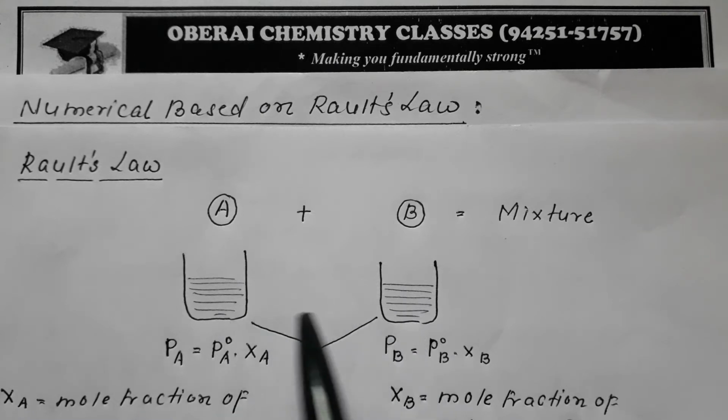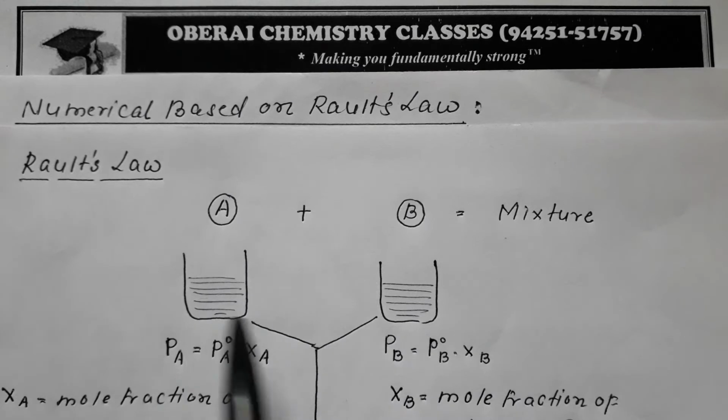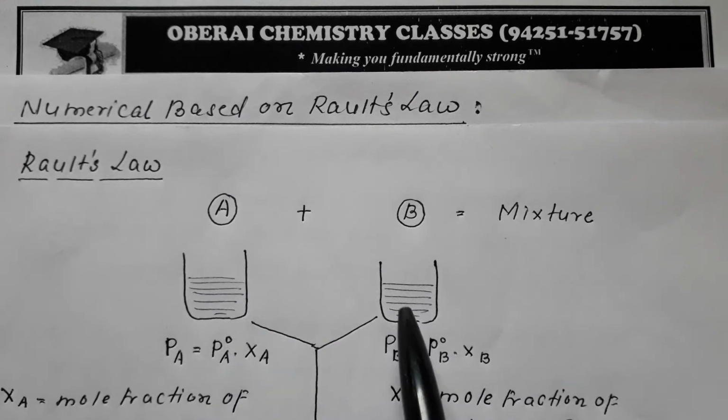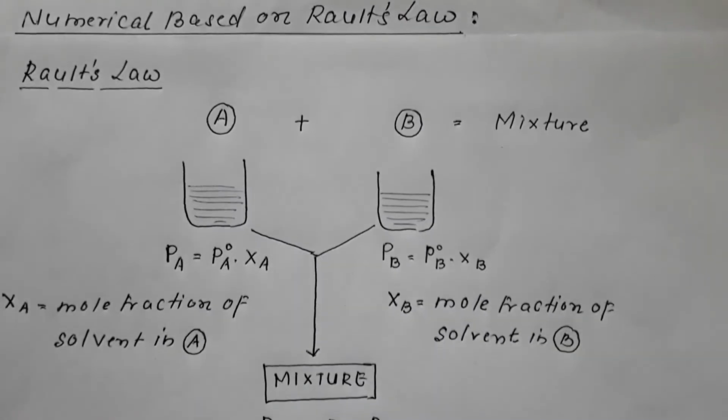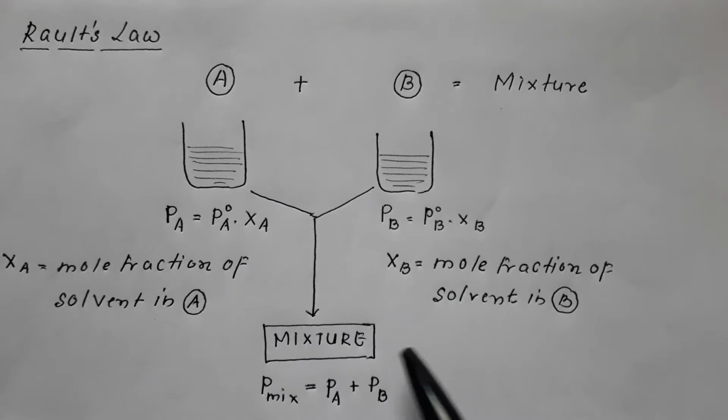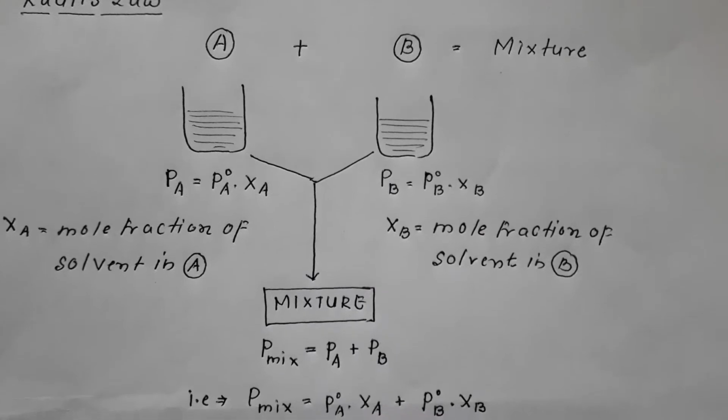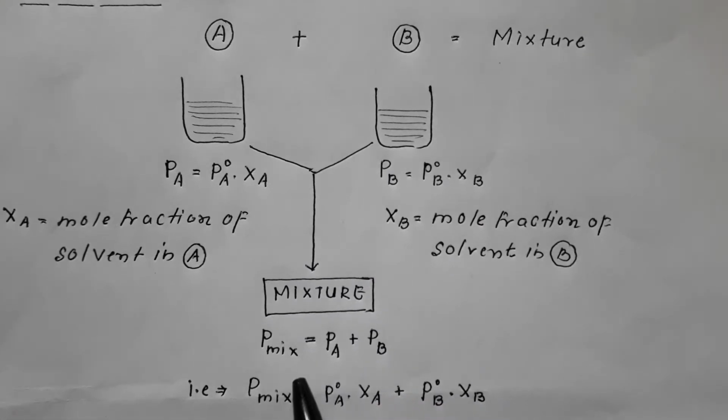If these two components are mixed together to form a mixture, this is component A, this is component B having vapor pressure PA and PB respectively, then the vapor pressure of this mixture would be the sum of the two vapor pressures, that is PA plus PB, which is P0A into XA plus P0B into XB.